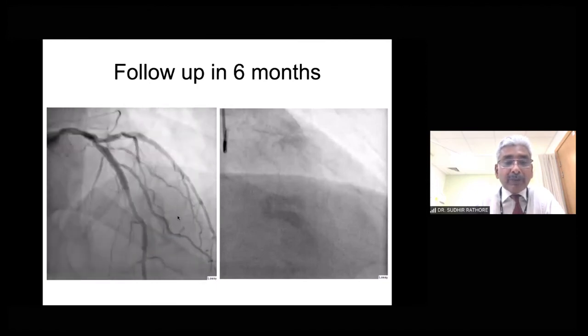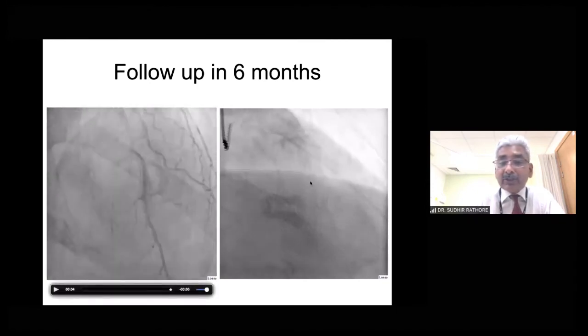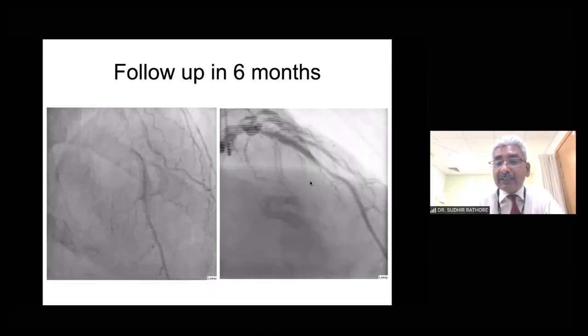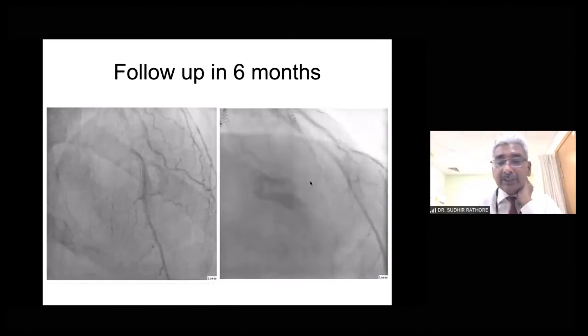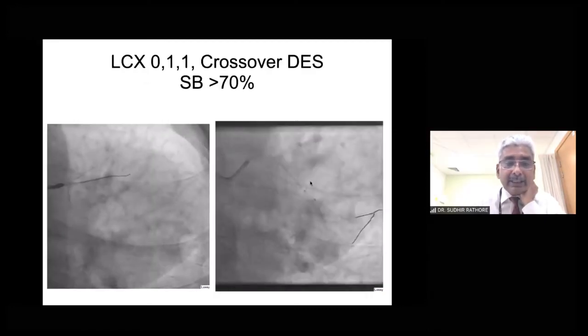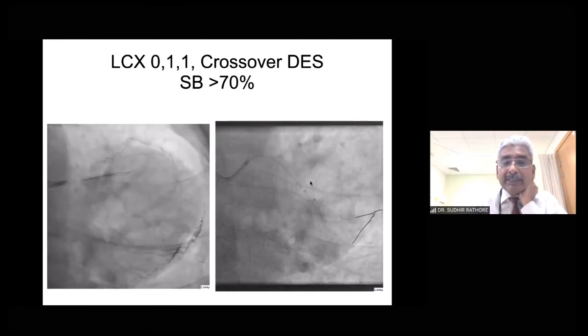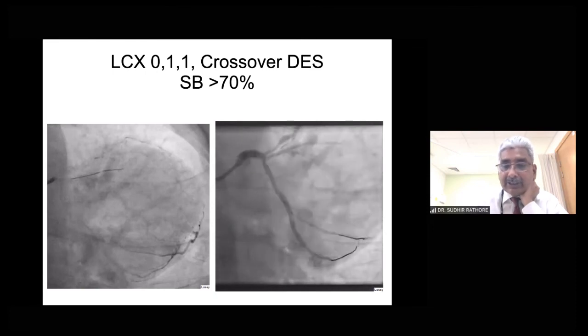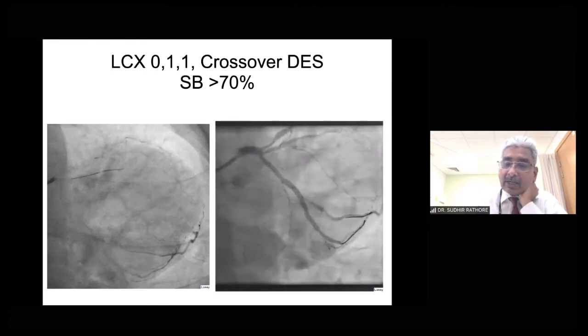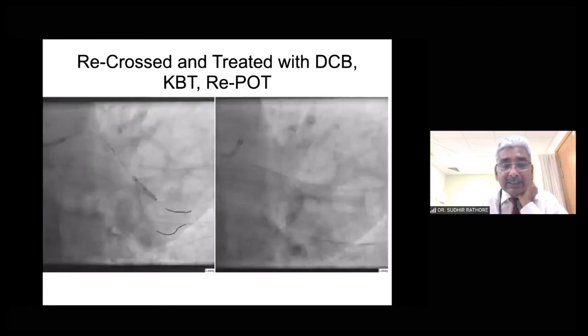The proof of the pudding is in the eating. As you can see here, after 6 months, it was giving a good ongoing result in the side branch after the drug-coated balloon. Another case you can see here, this is a left circumflex 011 Medina bifurcation lesion. So what I did here, I treated this with a crossover stent across that large marginal branch. There is a severe side branch lesion after the drug-eluting stent, which is more than 70%.